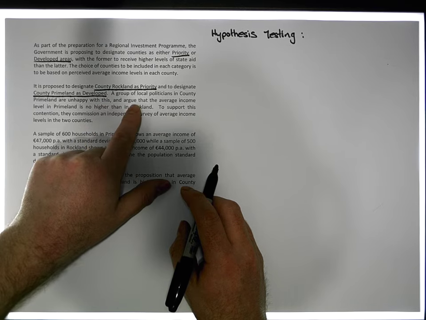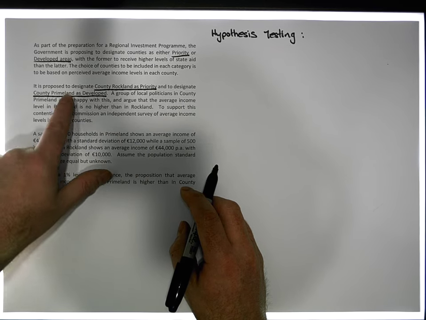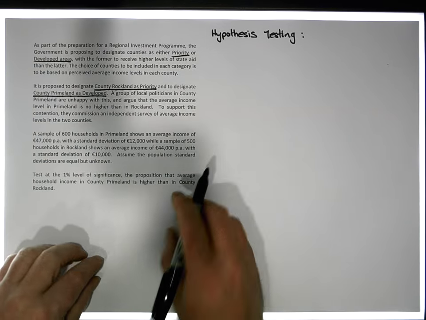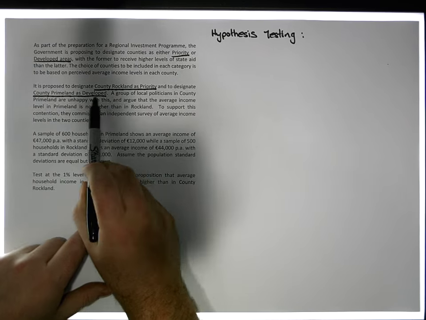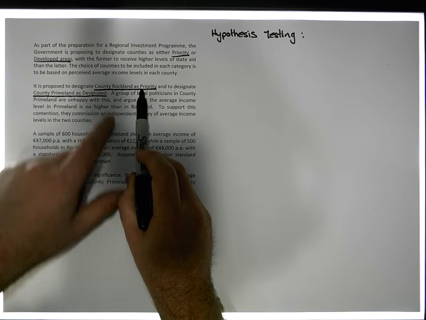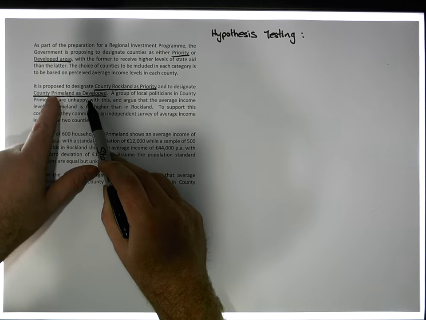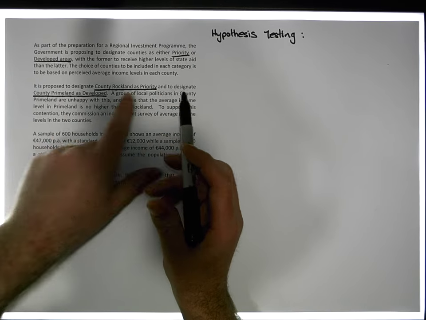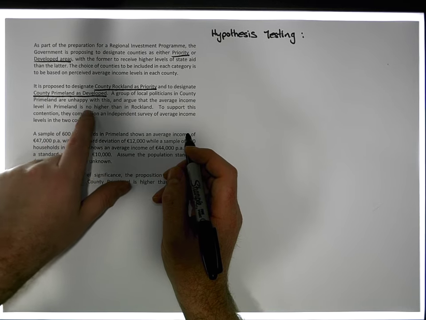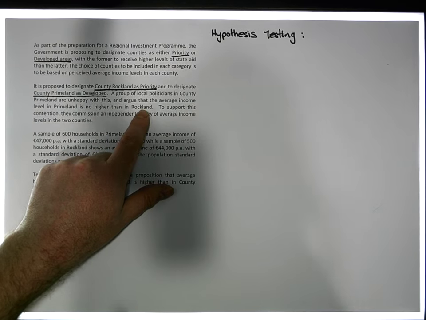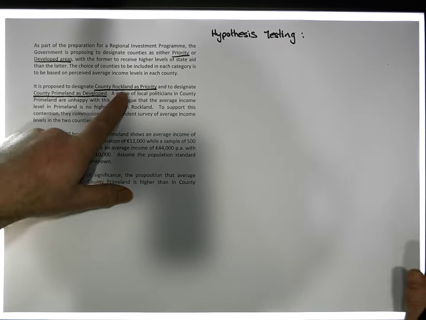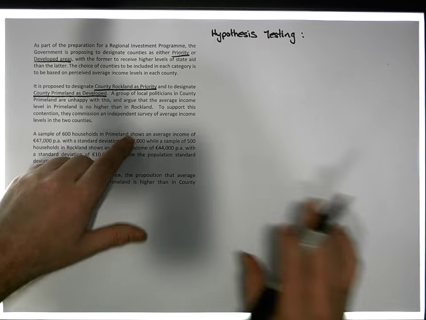And they are arguing that the average income level in Primeland, their county, is no higher than in Rockland. So this is the contentious issue. County Rockland got designated as priority because the government feels that their average income is less than County Primeland. But the politicians in County Primeland are arguing that their average income level is no higher than Rockland. So let's just keep that in mind.